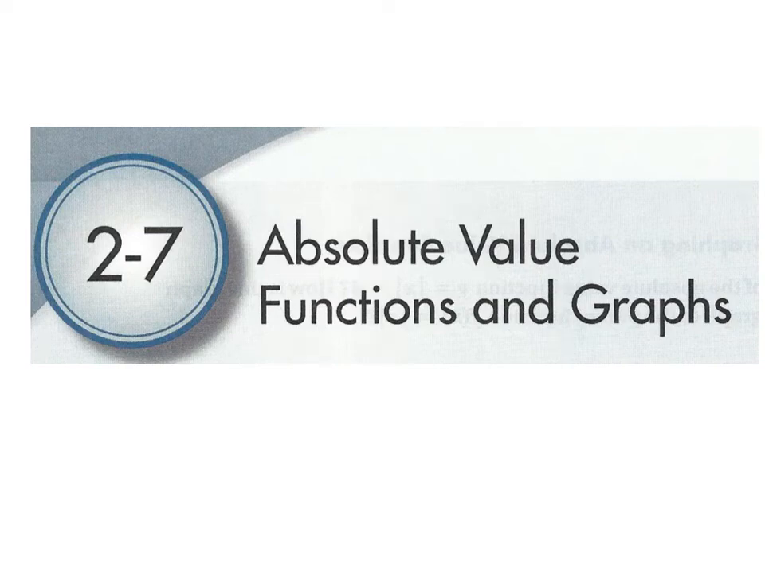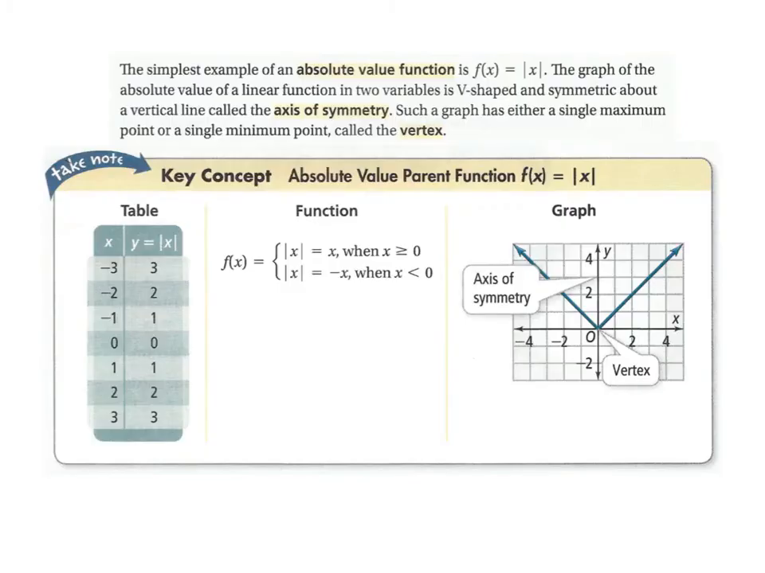Today we're going to narrow down our functions to the absolute value function and its graph. A lot of the notes today are going to look a lot like yesterday's, except we're only going to be talking about the absolute value function. As you see here, the absolute value function creates a V, and the parent function, which is f of x or y equals the absolute value of x, has a vertex that touches the origin.